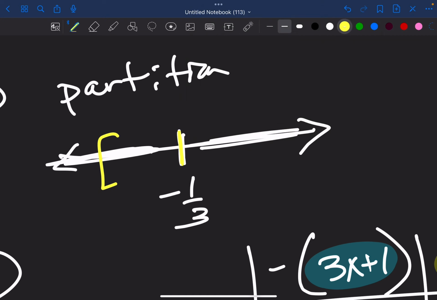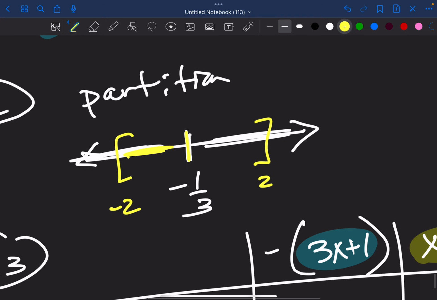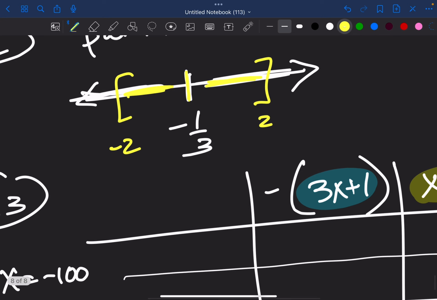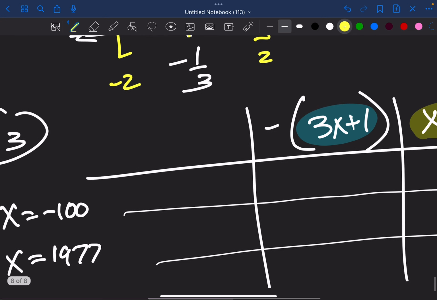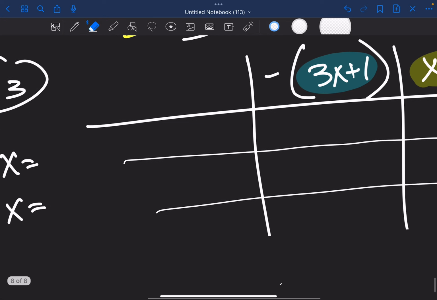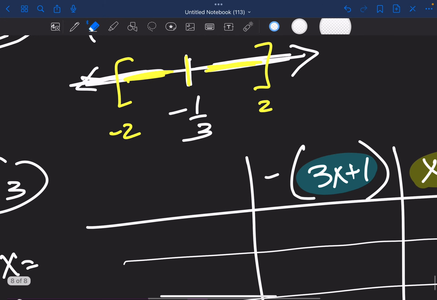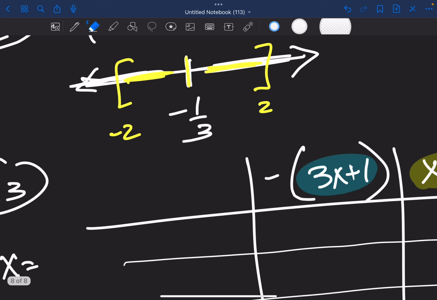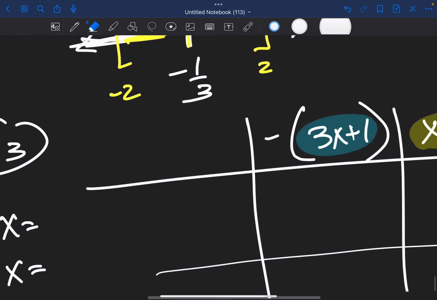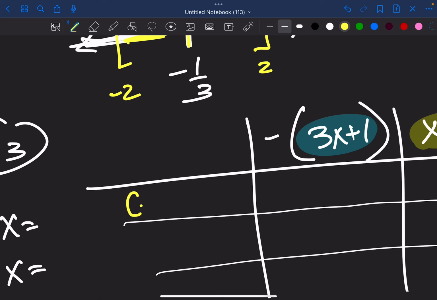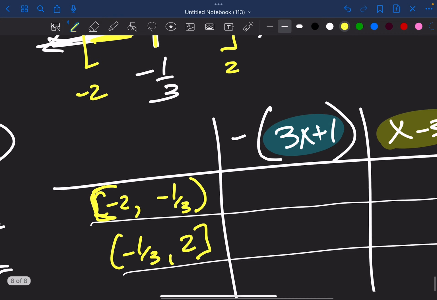So here, remember it was negative 2 to 2, so when I set up my partition, I now have two smaller intervals: from negative 2 to negative 1/3, and negative 1/3 to 2. So notice the testing points will be only inside these intervals. It's going to be from negative 2 to negative 1/3, not including, and negative 1/3 up to positive 2, including, because remember those are the endpoints.